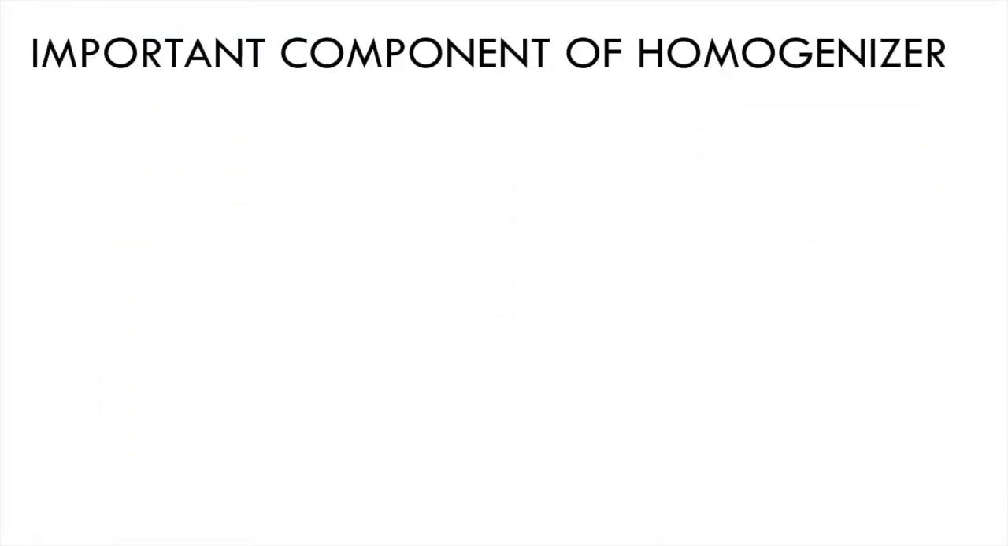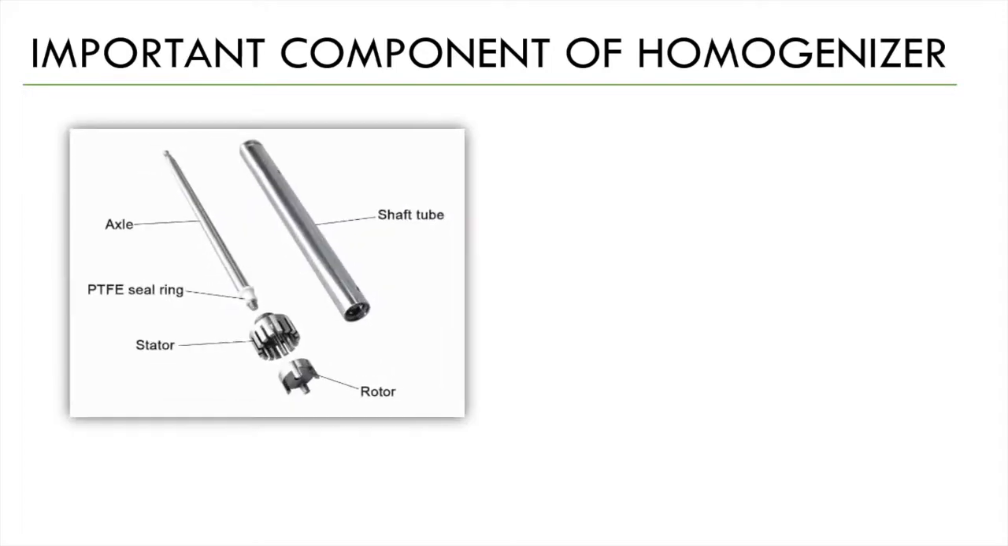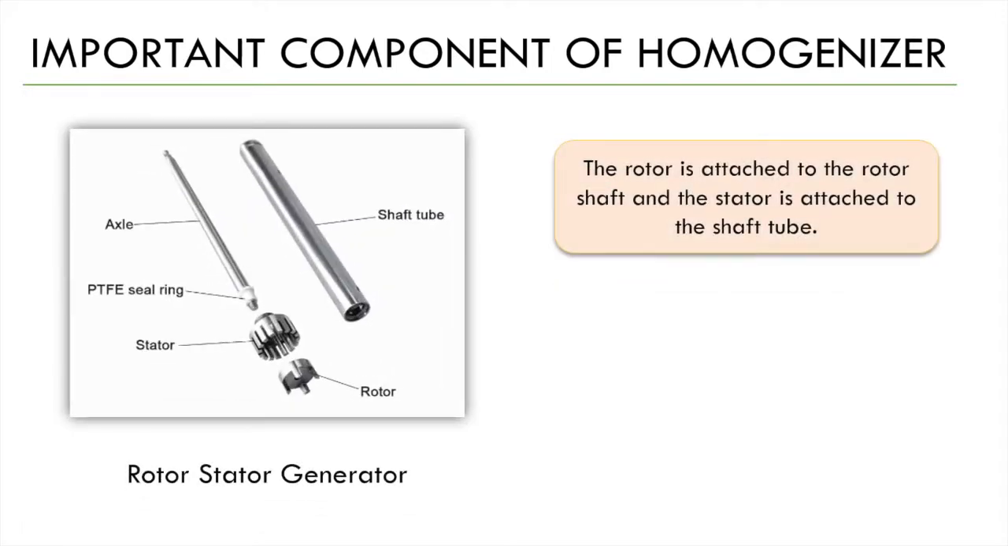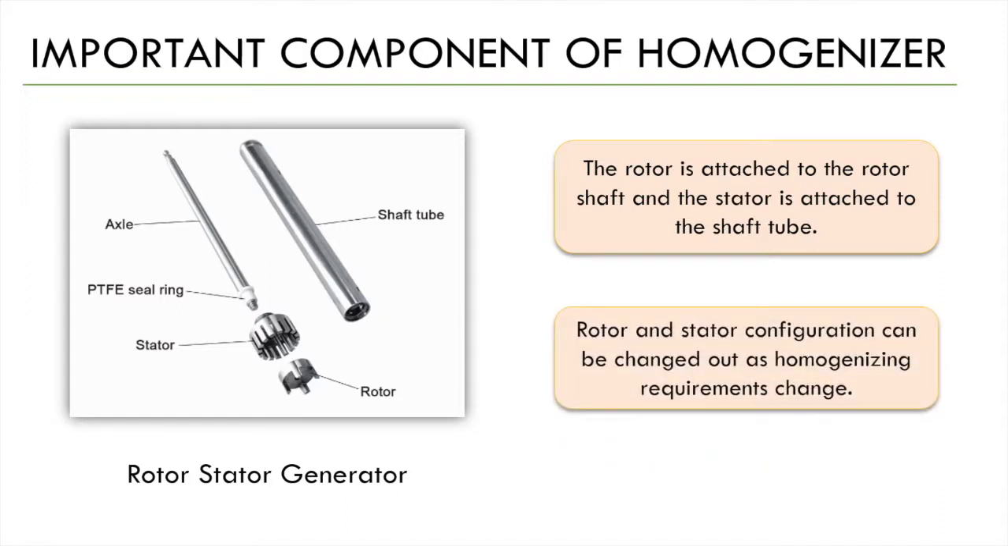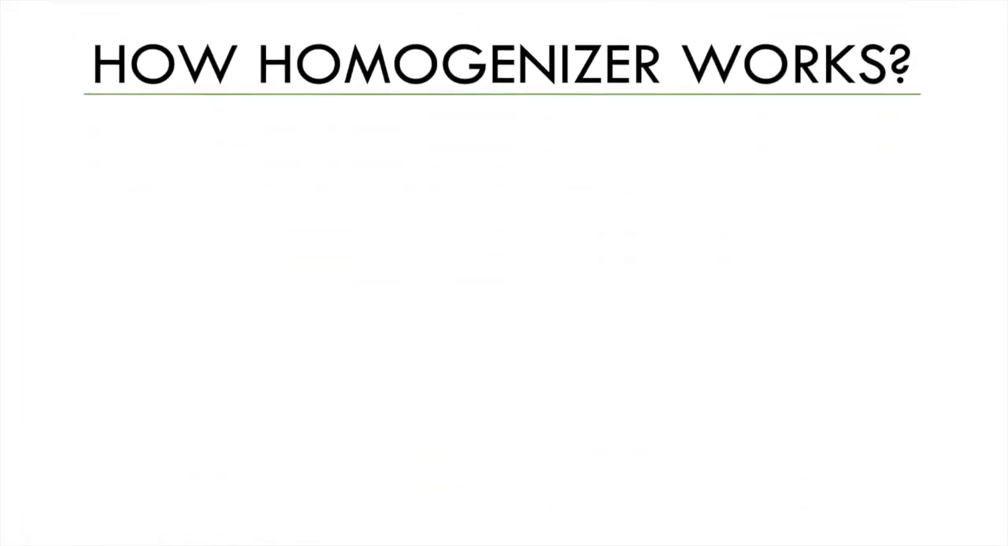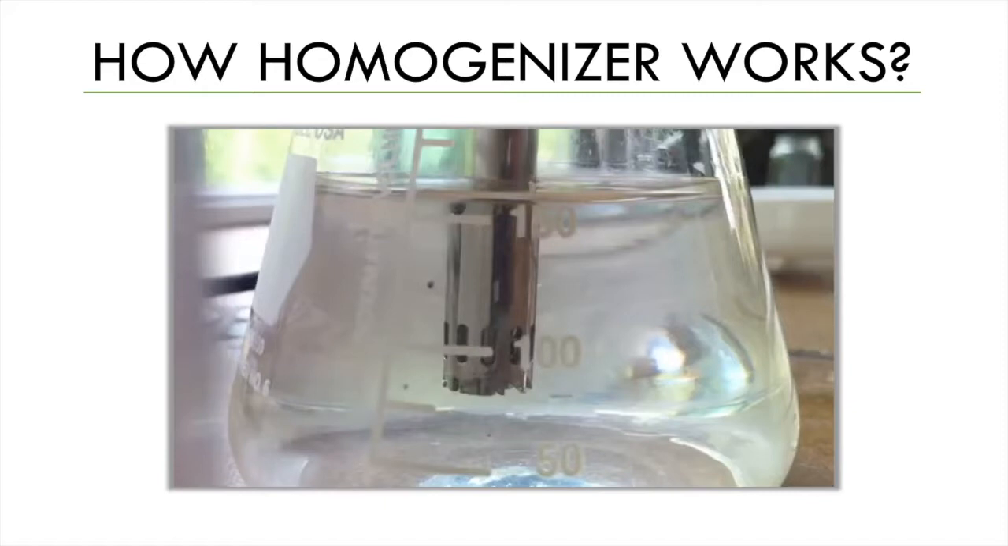A component of the homogenizer is the rotor stator generator. The rotor is attached to the rotor shaft and the stator is attached to the shaft tube. Rotor and stator configuration can be changed out as homogenizing requirements change. We will see how the homogenizer works.